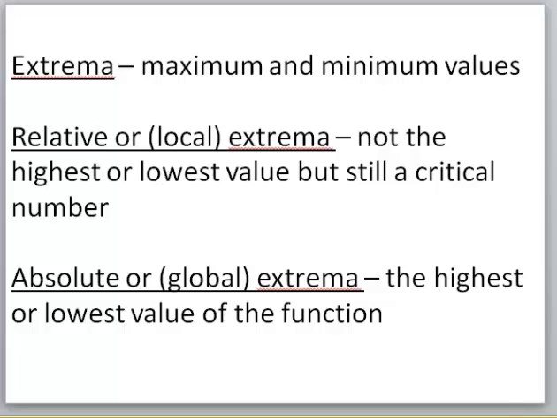Let's continue on defining a few things that we're going to see in directions. The first one is extrema. Extrema is the maximum and the minimum values. So anytime you read the word extrema, know they're talking about maxes or mins. Relative extrema, or local, that's another word they could use, but relative is the one most common. Relative is it's not the highest or the lowest value, but it's still a critical number.